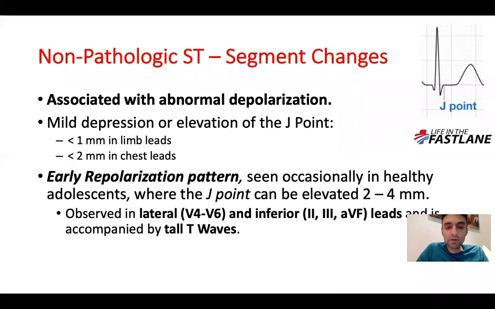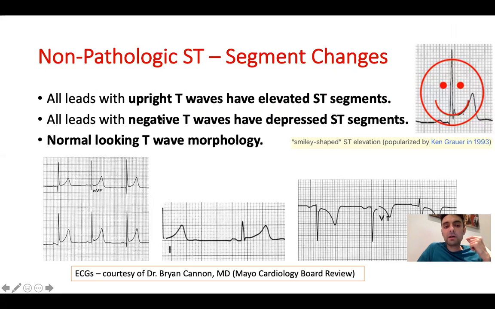Early repolarization is usually seen in young individuals, usually teenagers, and often in the lateral leads and inferior leads. There are usually tall T waves, and the T waves are upright if the ST segments are elevated, and negative if the ST segment is depressed. So there is ST-T wave concordance, meaning they go together. If there's ST segment elevation, the T wave would be upright. If there's ST segment depression, the T wave would be negative.